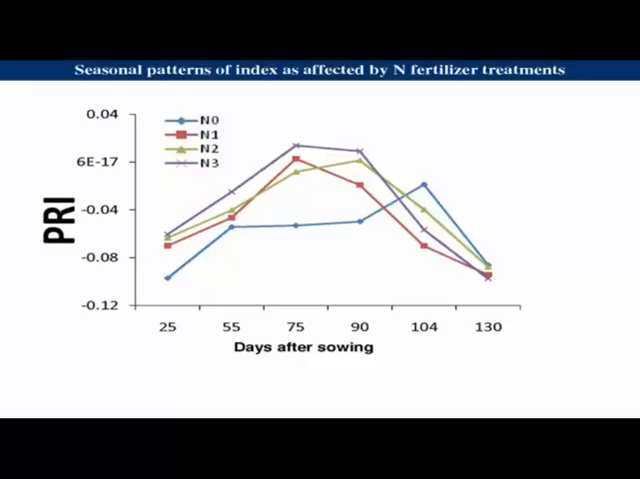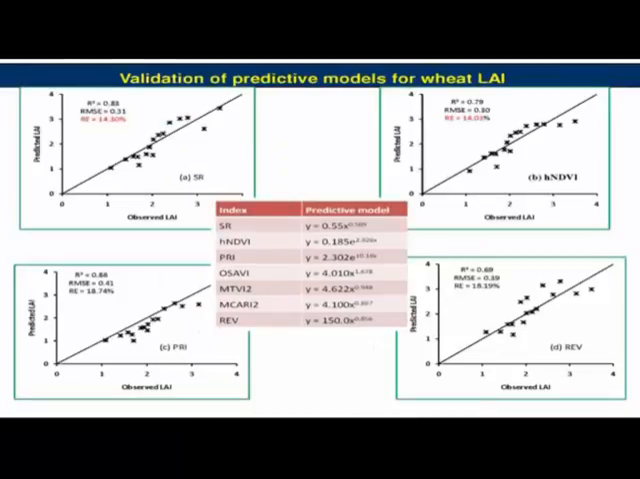Using these indices, we could develop some of the models, like simple ratio, HNDVI, PRI, soil adjusted vegetation index. All those indices are given here, and different prediction models, an empirical approach, were used to develop these models, and those are evaluated with respect to LAI, leaf area index. And you could see here what the R-square value is. The R-square is very significant, with 0.83, 0.79, 0.69 and 0.86 using different indices.